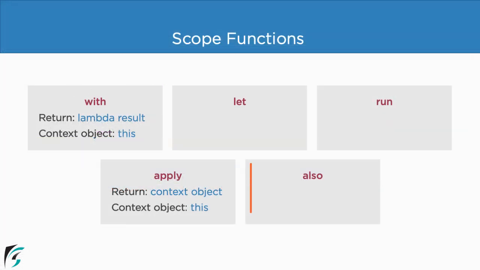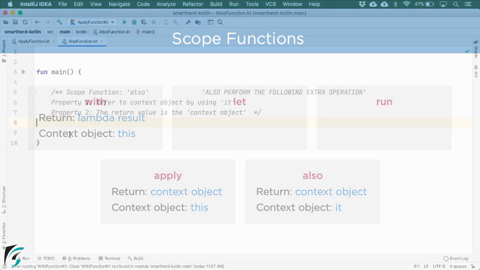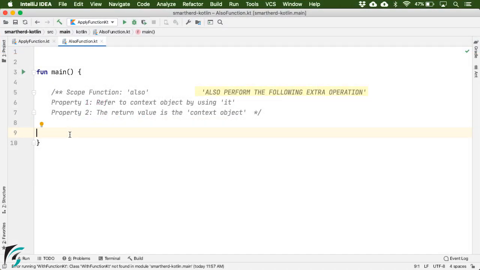Moving ahead, let's check out the also function. Well, this function returns the context object, and you can refer to the context object by using the it identifier. So let's see how to use this function. Well, this also function is generally used where we want to perform some additional operation on a particular object after we have initialized it. Let me show you an example.